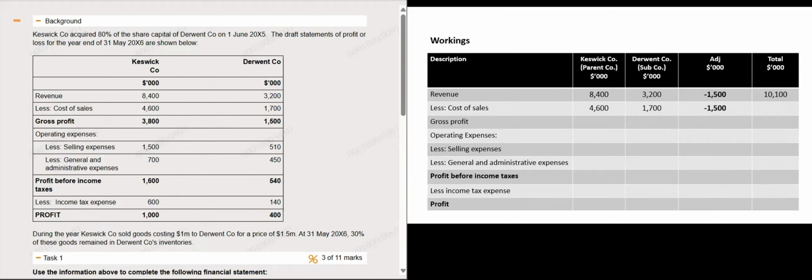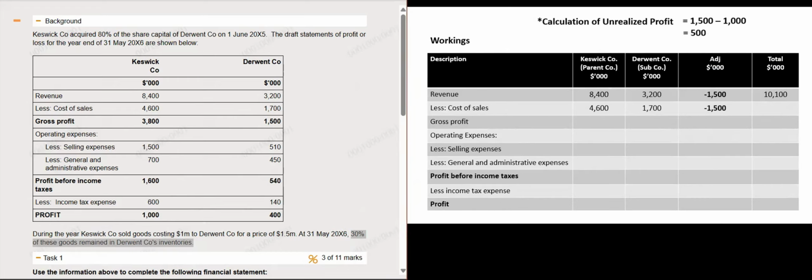accounts. In addition to this, we are also told that at the end of the year on 31st May, 30% of these goods remained in Derwent's inventories as unsold goods. Now, this has an element of unrealized profit. When Caswick made a sale to Derwent, it made a profit. Caswick bought the goods for 1 million and then sold the same goods for 1.5 million to Derwent. It has therefore made a profit of 500,000.